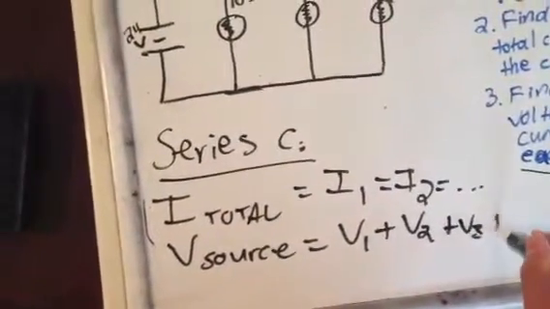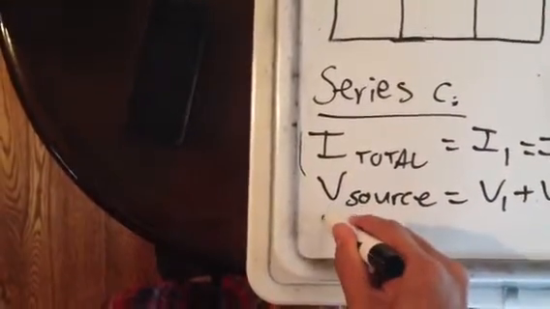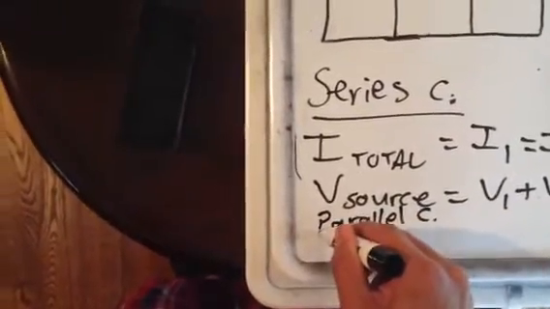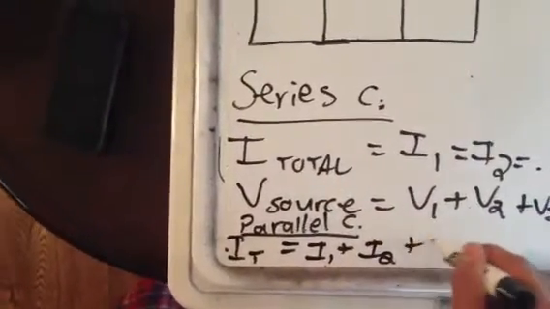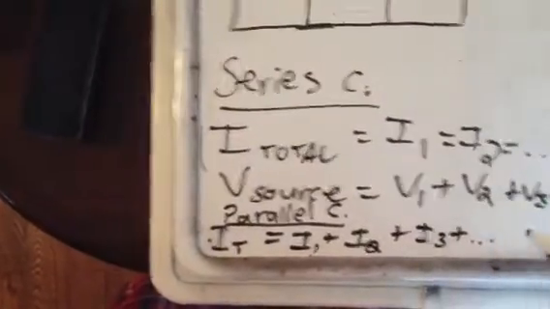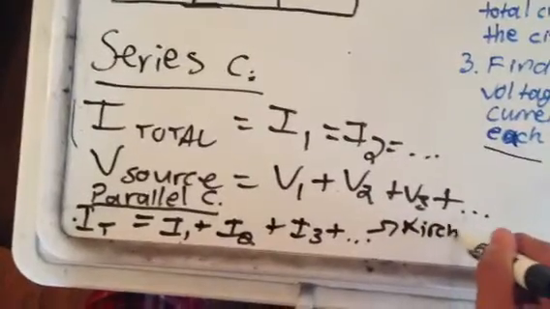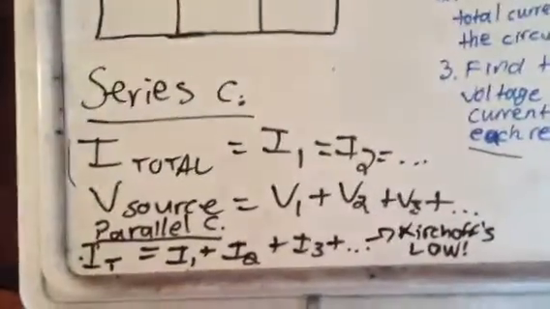However, in a parallel circuit, it's a little bit different. In a parallel circuit, the total current, T represents total, is equal to the current in resistor 1 plus the current in resistor 2 plus the current in resistor 3, and so on. And this right here is known as Kirchhoff's law. We're going to be using that today.